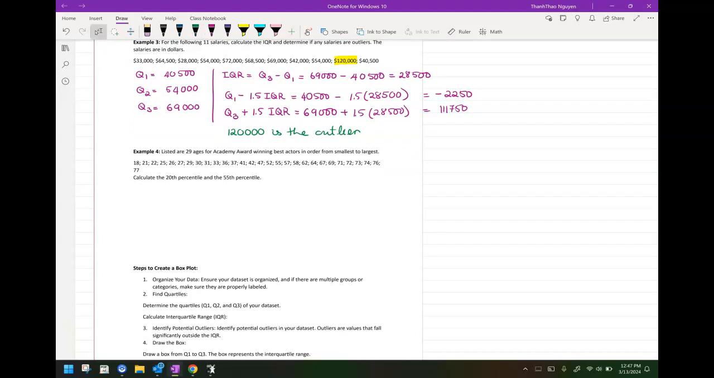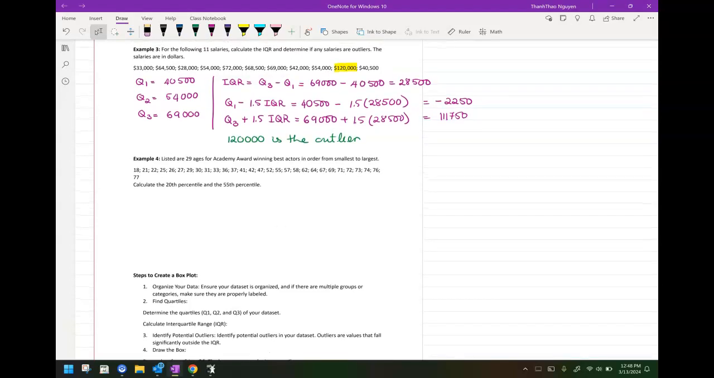The list is the ages of 29 Academy Award winning Best Actors, in order from smallest to largest. We want to calculate the 20th percentile and the 55th percentile.